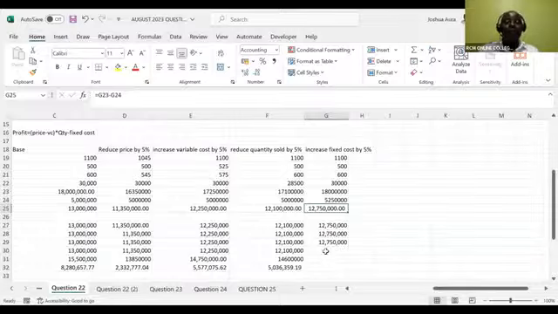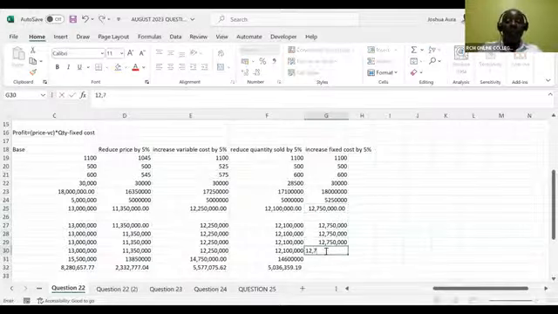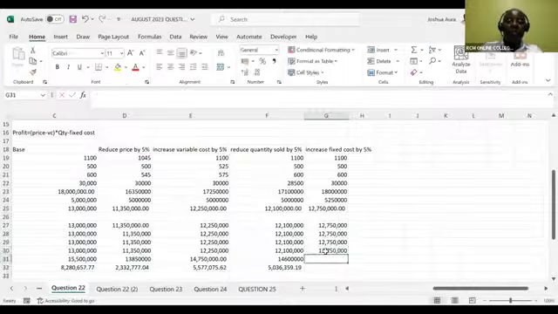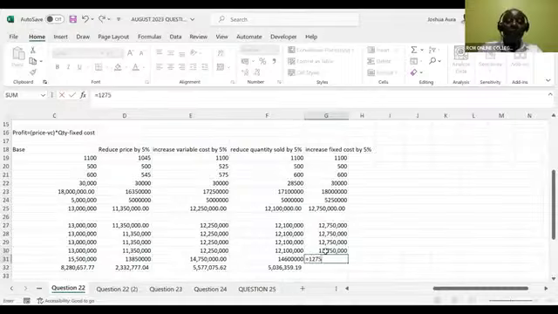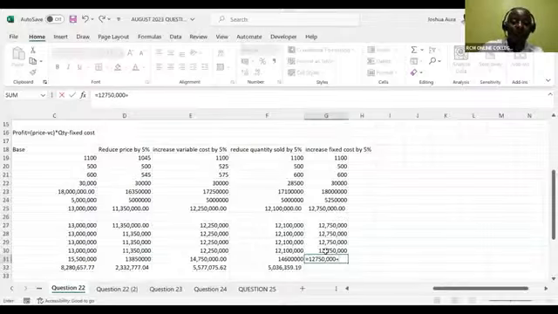So I come to year 4. Year 4, I have 12,750,000. But year 5, you see, I will get this 12,750,000, but I add the scrap. The scrap is not changing. So I'll come and say here, plus the scrap of 2.5 million.